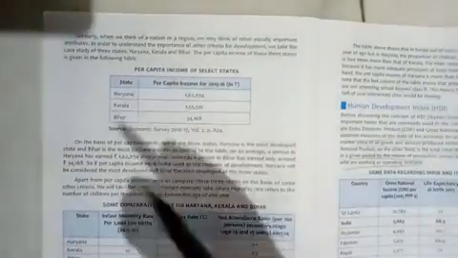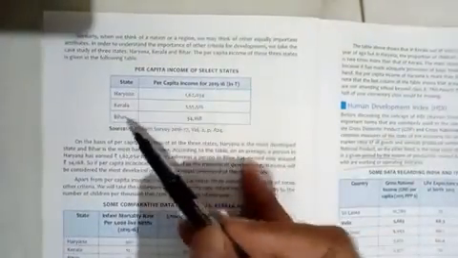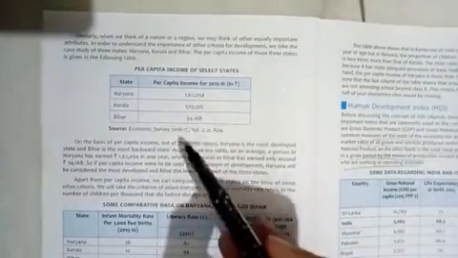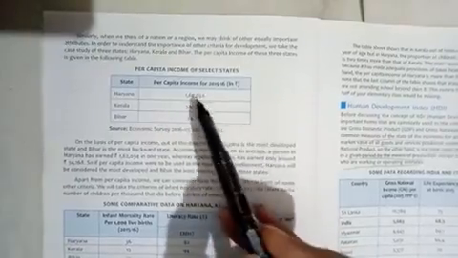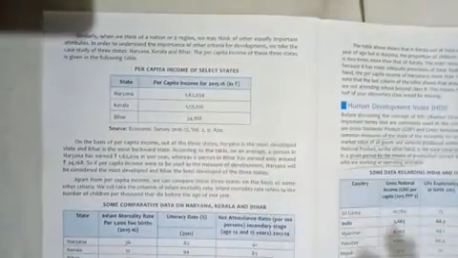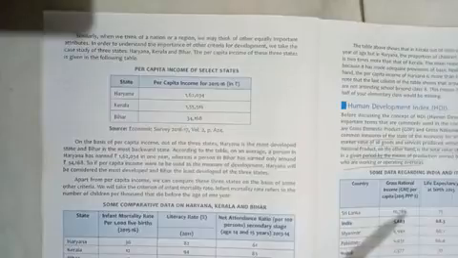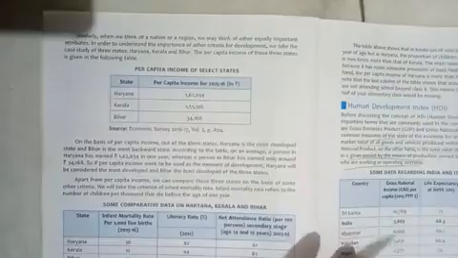Similarly, the per capita income of all the states is given: Haryana, Kerala and Bihar. So just compare it. What is Haryana's per capita income and what is Bihar's, and who is higher and who is lower. This is also your homework. Just study this figure and compare it, and if you have any question, write it on a separate notebook for that query.